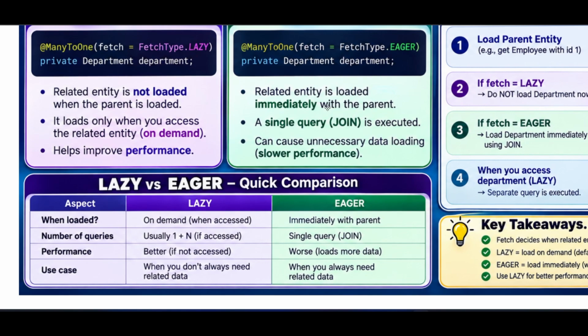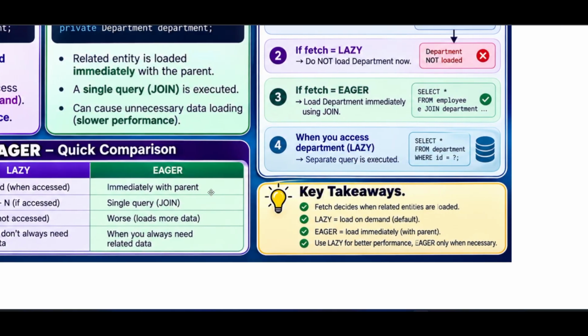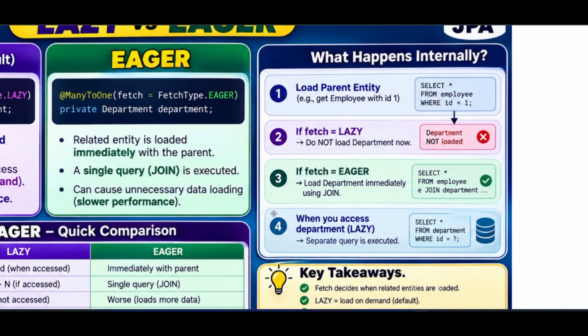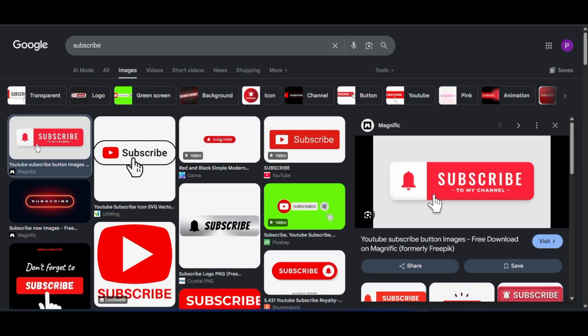With eager, the related entity is loaded immediately with the parent. A single join query is executed. Lazy is loaded on demand. If you have any requirement, you have to use lazy. Here you can understand what lazy is.